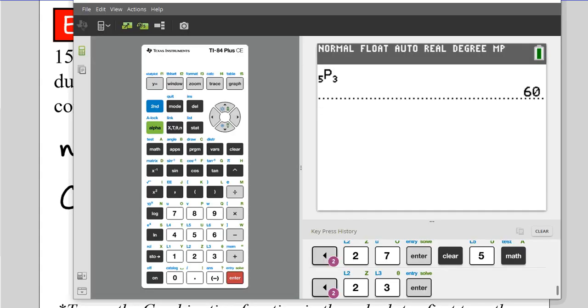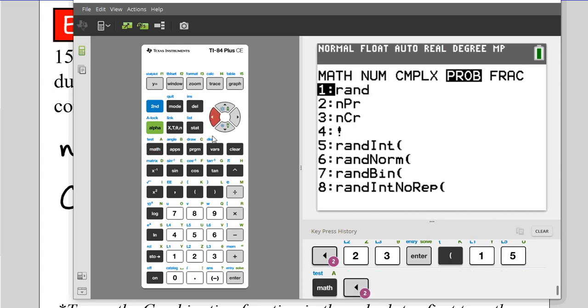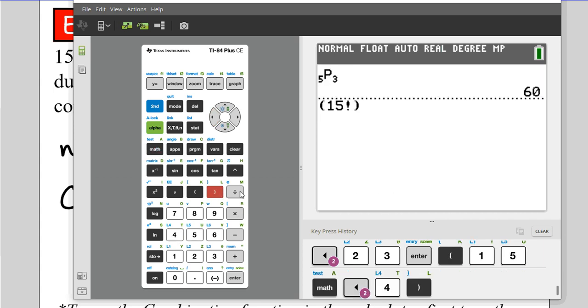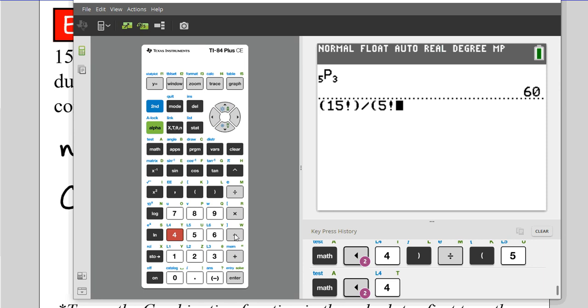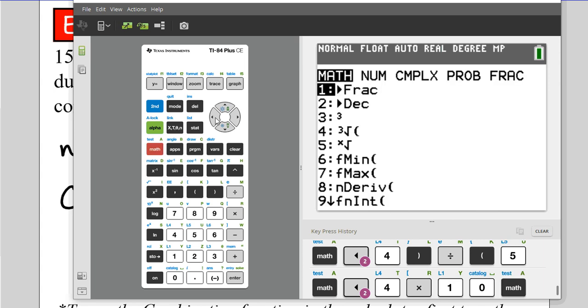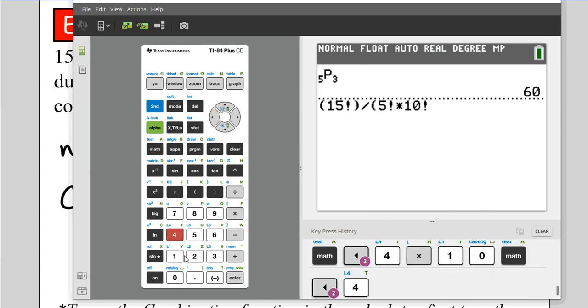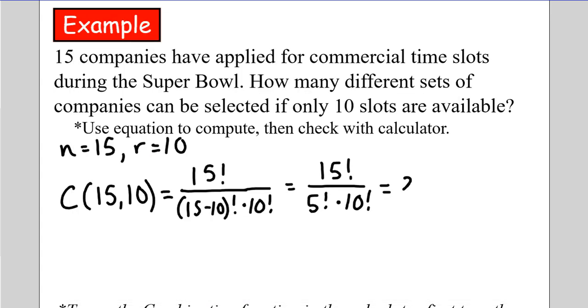If you use a calculator for this, you would do 15, you need to put parentheses around the numerator, it's a fraction, factorial, divided by, now the bottom, there were 5 that were not picked, so 5 factorial times, now there were 10 that were picked, but I need to divide out all of the unique ways I could rearrange them because order is not important, but I counted it as important at first. And it tells me there's 3,003 different ways I could select 10 companies out of the 15 that bid.